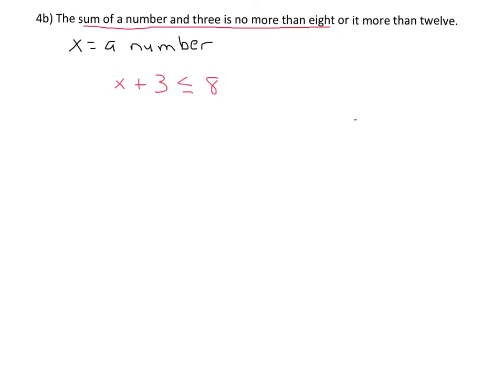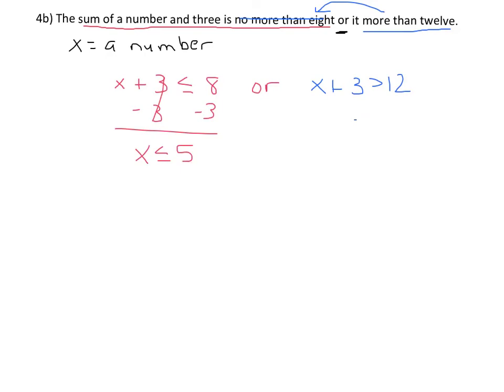Now here you're going to see we've got an or statement right here in the middle. So we've got or, okay, and then more than 12. Again, we're going to replace the ending and put this guy in its position. So we're going to have x plus 3 greater than 12. All right, and so now it's just a matter of solving. Subtract the 3 off. So x is less than or equal to 5. On the other one here, we're going to subtract 3 again. And I'm going to get x is greater than 9.